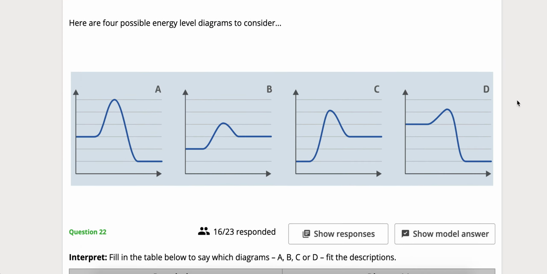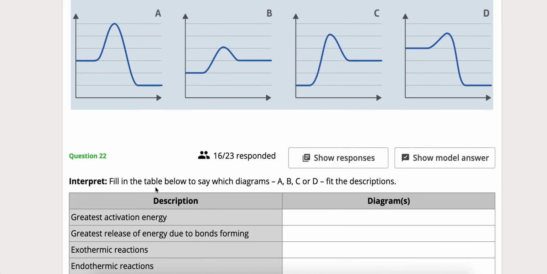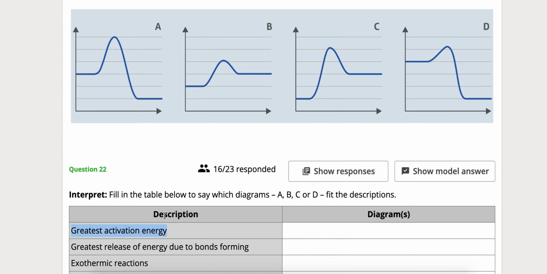Moving on, keeping with our energy diagrams, what we have down below here is 4 possible energy level diagrams. Based off this diagram here, question 22 asks, fill in the table below to say which diagrams, A, B, C, or D fit these descriptions. Now, there are some options that require more than one diagram or more than one answer to it, so let's just be careful. Now, let's pick the diagram that has the greatest activation energy.